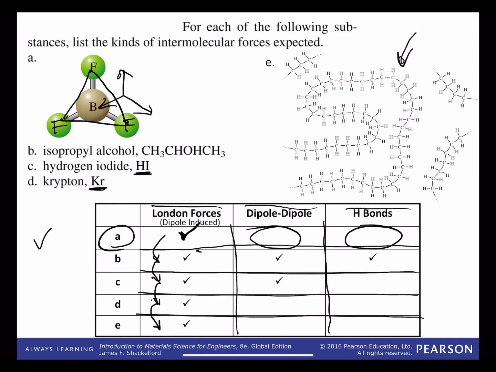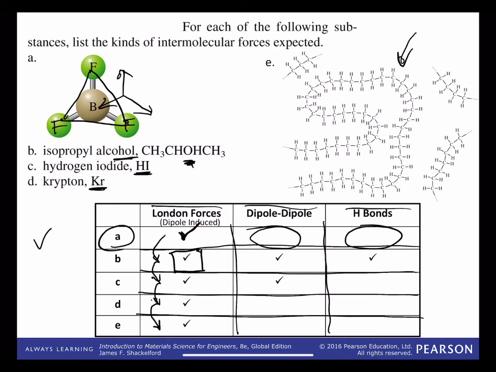Compound B, isopropyl alcohol: what we discussed there, we're going to have the London dispersion forces, or the dipole-induced, as we said in your textbook. We can ask, is there a permanent dipole? And if so, we would expect dipole-dipole interactions. So of course the oxygen, being very electronegative, is going to draw electrons towards it. So we're definitely going to have dipole-dipole interactions, similar to what we had in HCl.